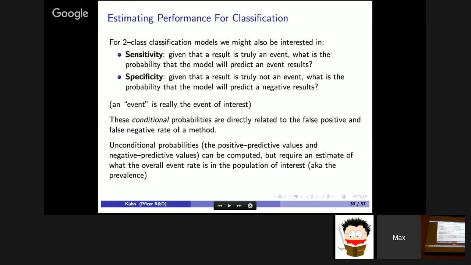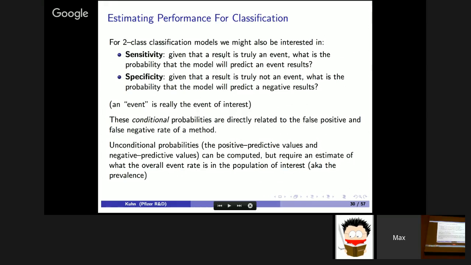One of the problems with sensitivity and specificity is that when you get predictions from a lot of these models, you more often than not get a probability of something being an event. And so you need to classify it based on some sort of cutoff to get sensitivity.